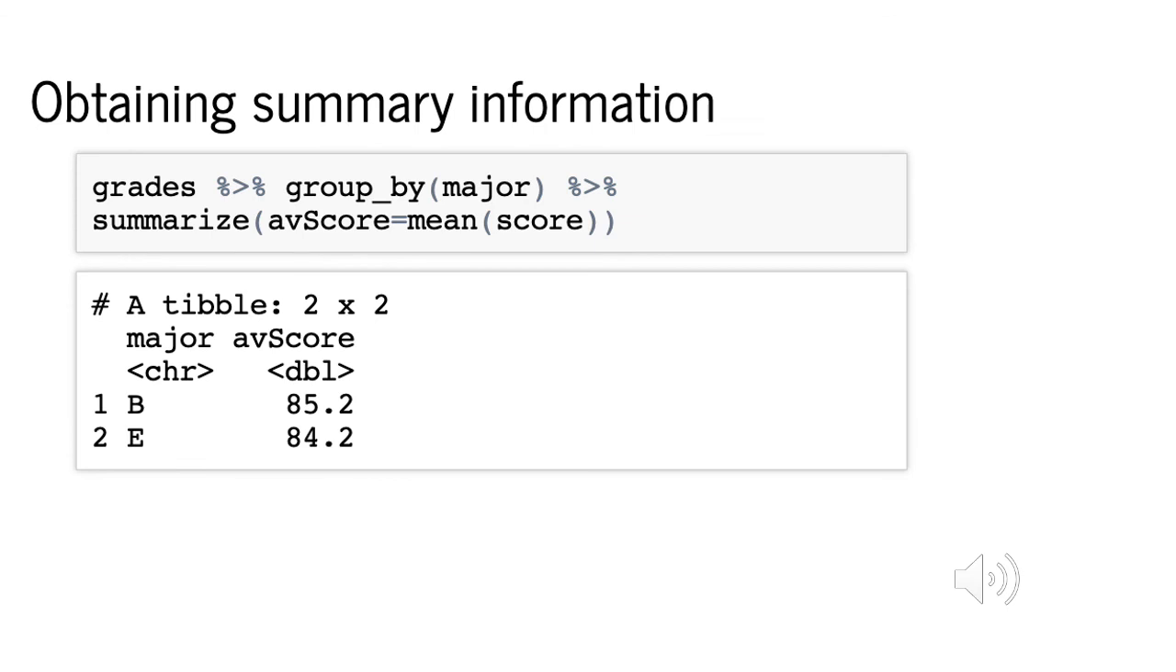Now we can take the data frame grades, pass it through a pipe to the function groupBy, where we supply, in this case, the argument major. We then pass the result of that through a pipe and call the function summarize, where we create a new column, avScore, which is simply the mean value of score. We see the net result then is a much more condensed data frame that has grouped all the students into whether they are biology or ecology majors and averaged their test scores.